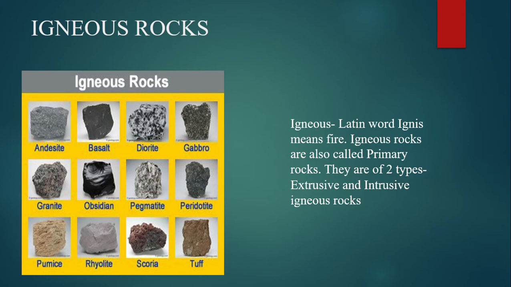Such rocks which are formed inside the earth's surface are called intrusive igneous rocks. The slow rate of cooling produces large crystals, as I have already told you. Granite is an example of intrusive igneous rocks. These intrusive igneous rocks are also called plutonic rocks because they are formed inside the earth's crust.